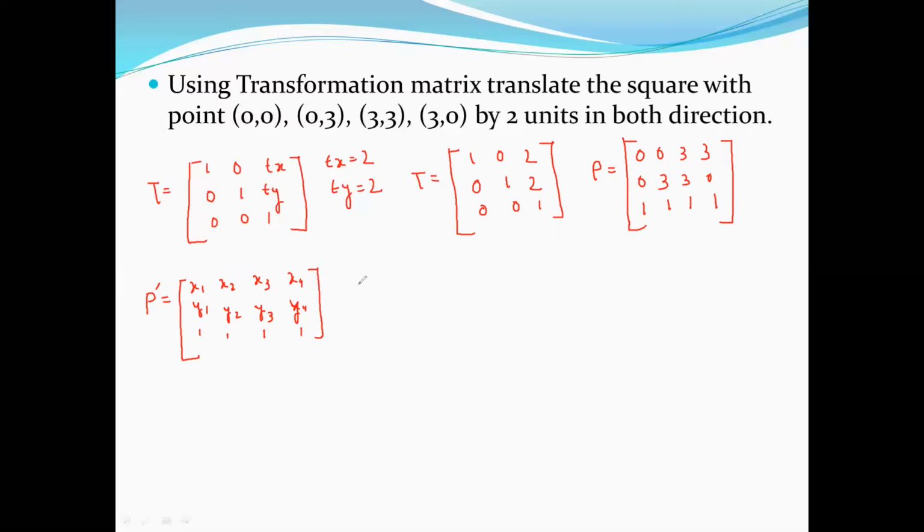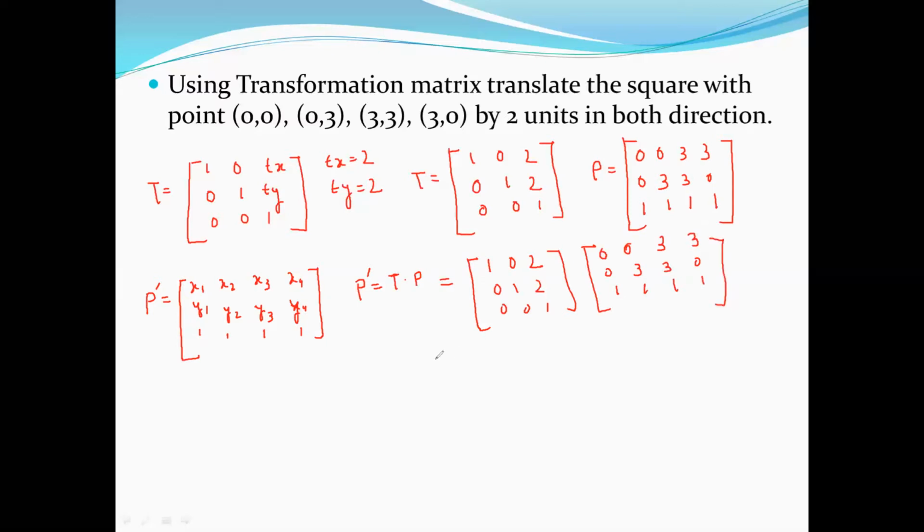Now, how can we get P dashed? You know, we can get P dashed just by multiplying T into P. So if you do so, what will you get? You will substitute T. T is this one, 1, 0, 2, 0, 1, 2, 0, 0, 1. And what is P? P is 0, 0, 1, 0, 3, 1, 3, 3, 1, and 3, 0, 1.